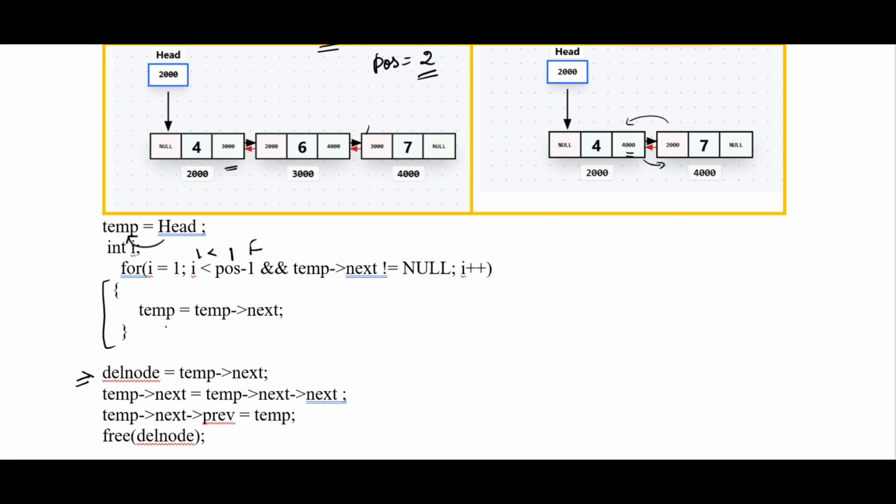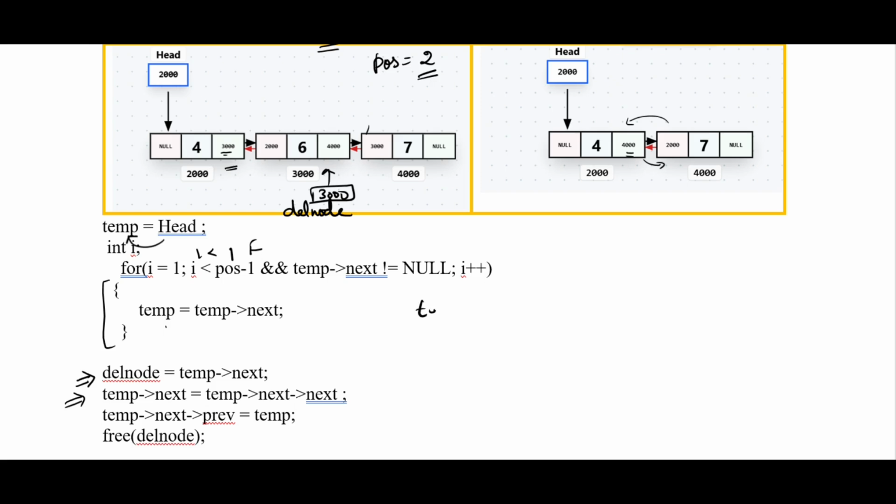What is the first step? Listen, del node equal to temp of next. What is temp of next? It is 3000. So del node is temp of next, which is 3000. This is the node I am going to identify to be deleted. Del node equal to temp of next. And the next part, listen carefully: temp of next equal to temp of next of next.